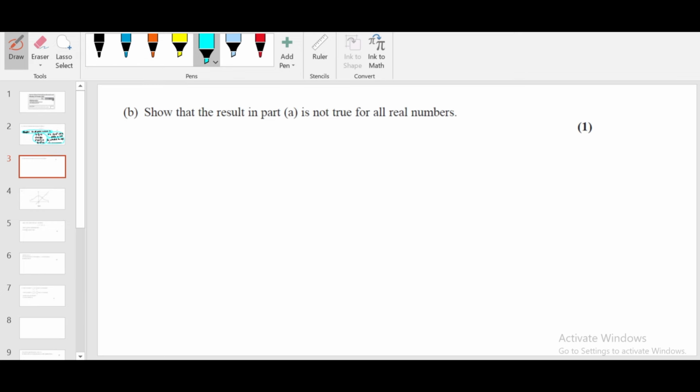Show that the result in part A is not true for all real numbers. The result in part A is this: k plus 9 over k is greater than or equal to 6. We proved this is true for all positive numbers. Now they want you to prove it using a counterexample. They want you to prove it's not true for all real numbers. So when they say real numbers, there are negative numbers also.